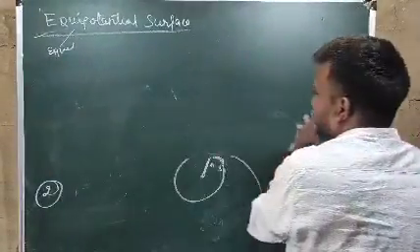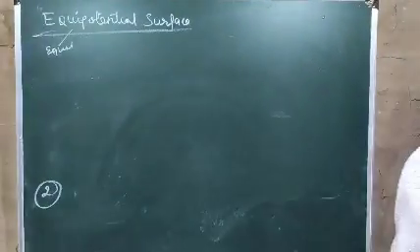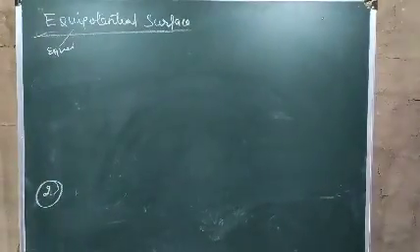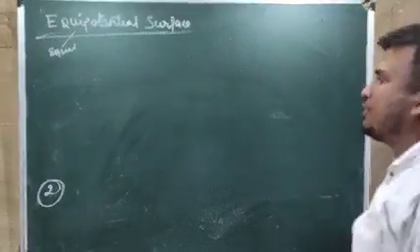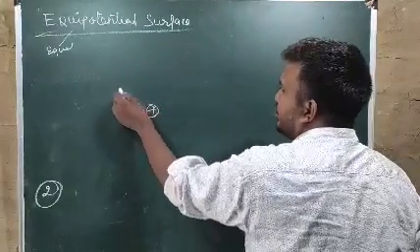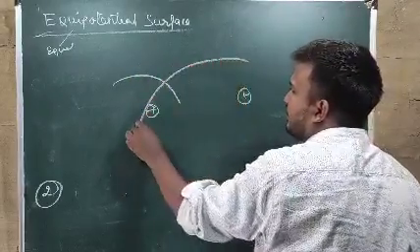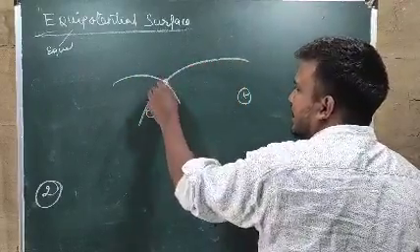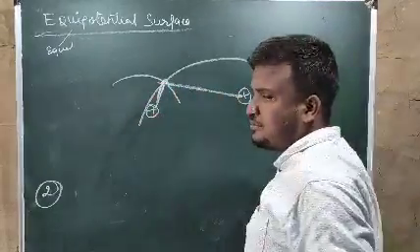So three properties we have studied. The fourth property is that two equipotential surfaces can never intersect each other. Why? Because suppose one positive charge is there, so it will have some equipotential surface. Another charge is there, so it will have its own equipotential surface. Due to this charge potential will be there, and due to this charge also potential will be there, and these two potentials are not the same.